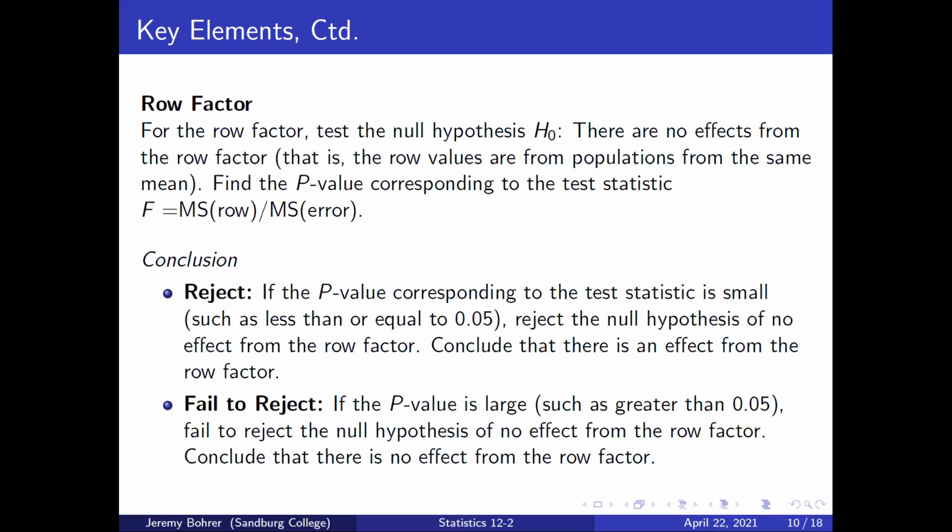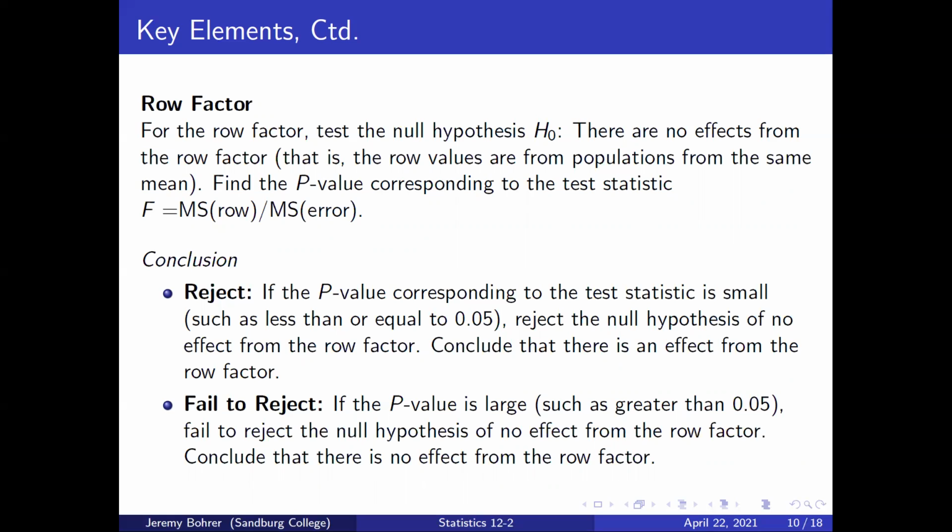Row factor. For the row factor, test the null hypothesis H0: there are no effects from the row factor. That is, the row factor data are from populations with the same mean. Find the p-value corresponding to the test statistic F equals MS row divided by MS error. Conclusion. Reject if the p-value corresponding to the test statistic is small, such as less than or equal to 0.05. Reject the null hypothesis of no effect from the row factor. Conclude that there is an effect from the row factor.